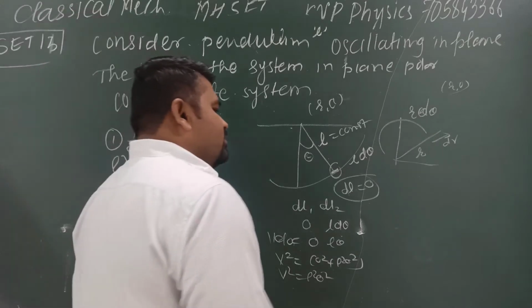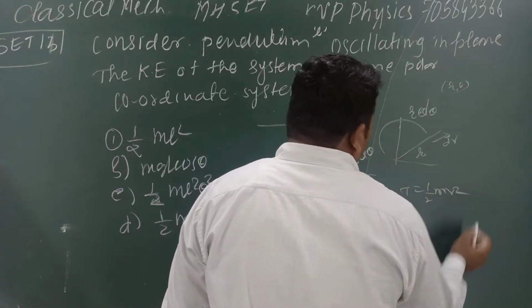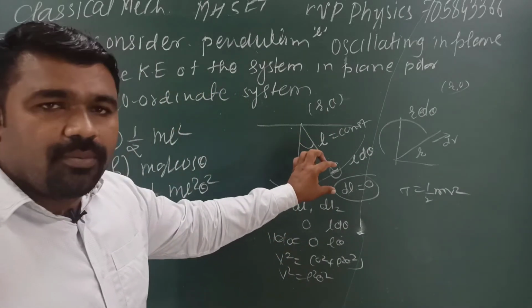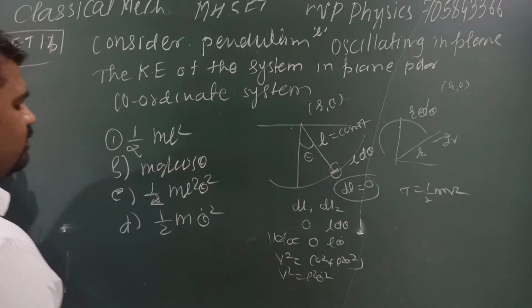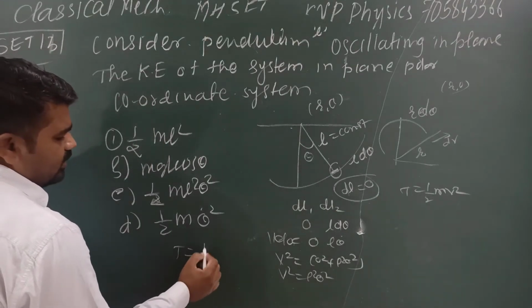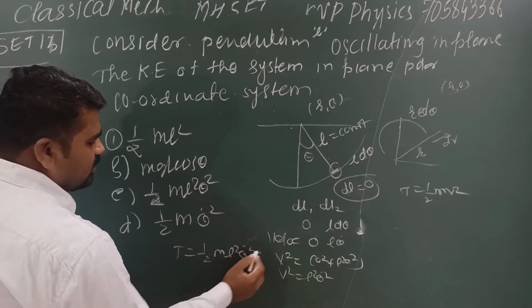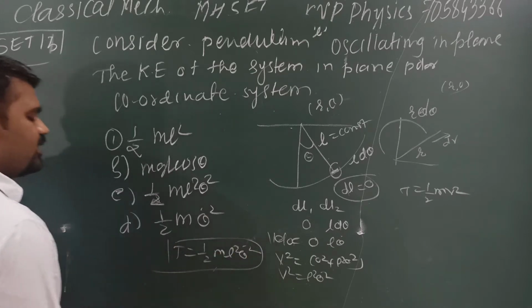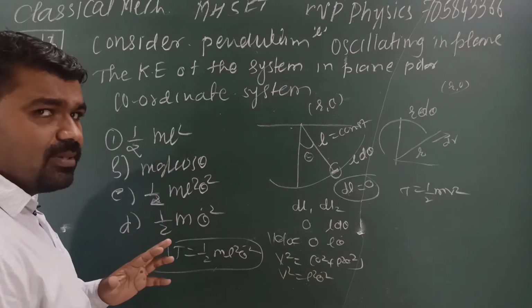Means we know that kinetic energy T is equal to 1/2 m v square. M is the mass of this bob, and v is the velocity of this bob. Then what is the resultant kinetic energy? 1/2 m times velocity, L square theta dot square. This is the kinetic energy for this particle. Here 1/2 m L square is not possible.